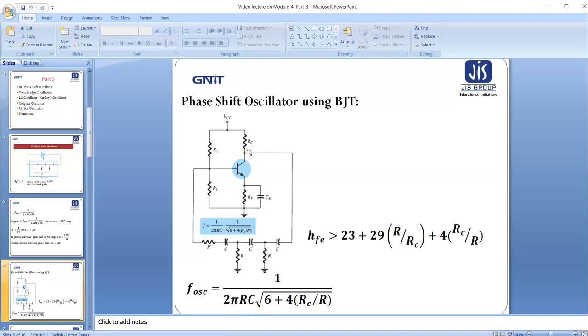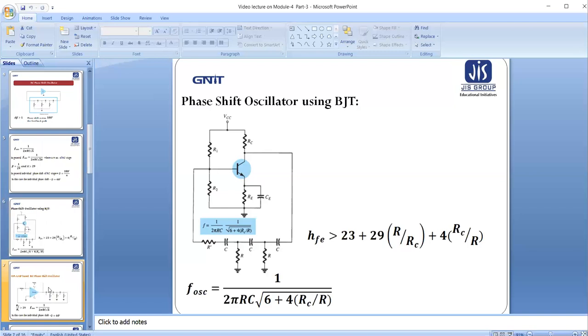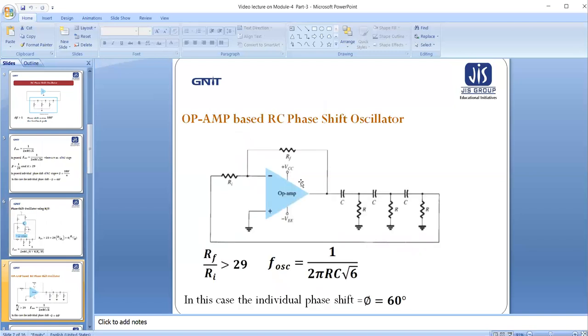And when RC is equal to R, then automatically the frequency of oscillation will be 1 by 2 pi RC root over 10. Now this is the easiest and most portable circuit. The students are encouraged to design this type of circuit and see the phase shift after each RC stage.